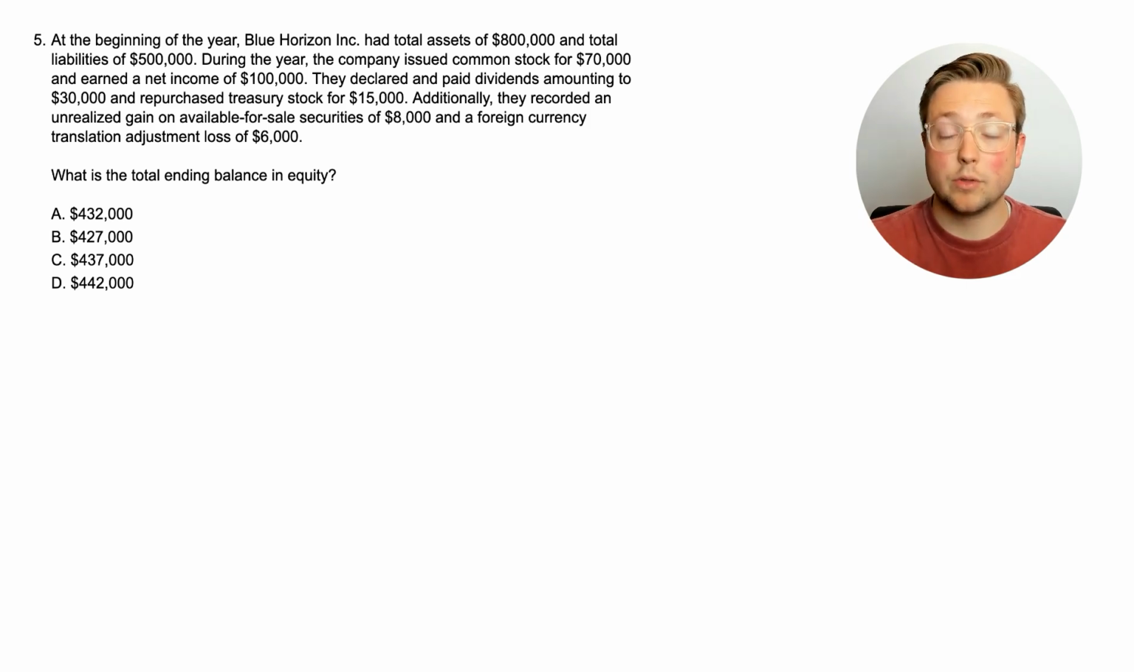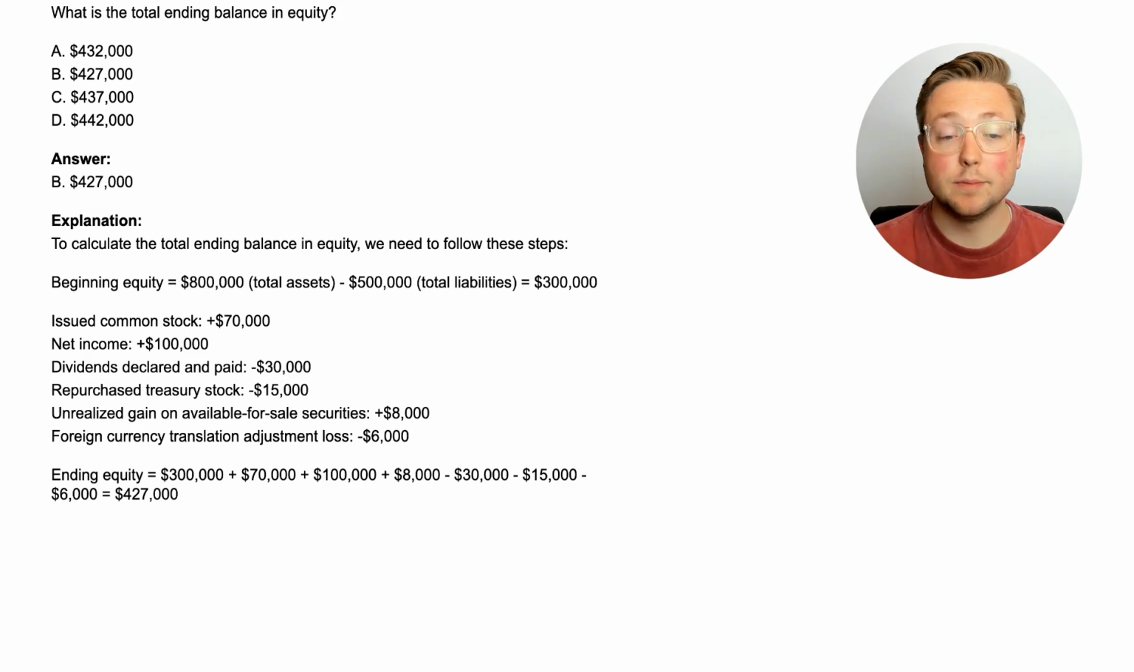We've talked about this throughout the whole video. It's not too difficult once you know what affects equity and how to calculate it. So you could probably do it. Pause the video, do the calculation yourself, and when you're ready, come back. We'll look at it together. All right, the answer is B, $427,000. So let's go through this. To calculate it, first we have to figure out the beginning equity. This wasn't given to us, but again, it's not too difficult.